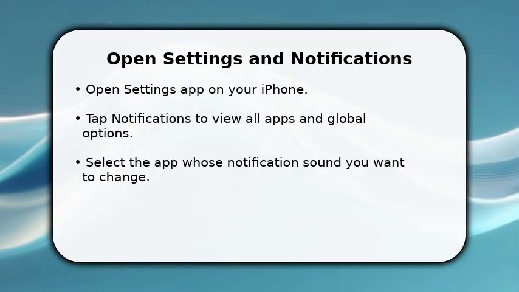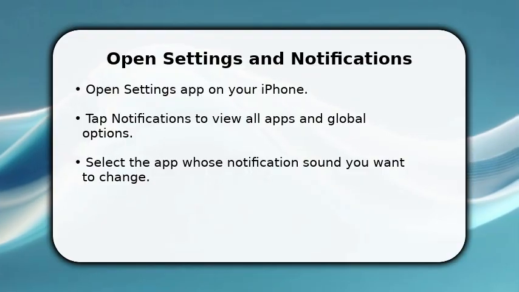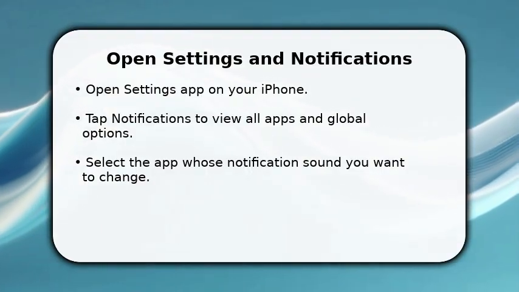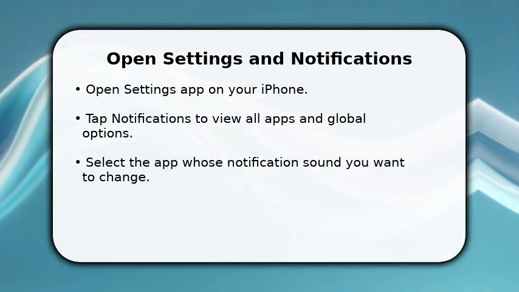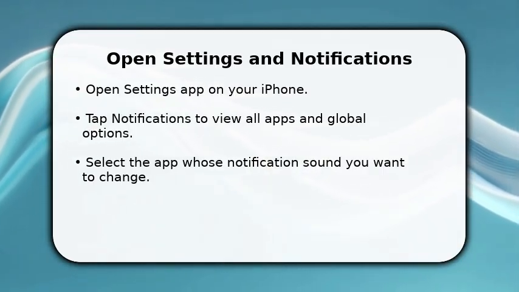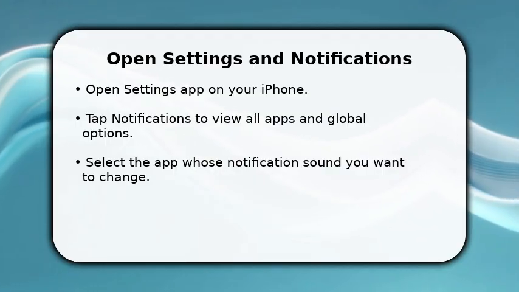You start by opening Settings and tapping Notifications so you can target the app directly. This is faster than searching inside the app. Once you see the app list, choose the specific app you're changing. Some apps expose sound controls here, others don't.